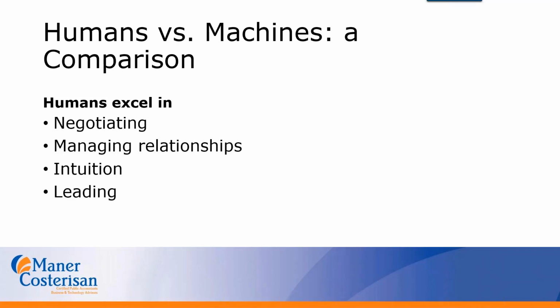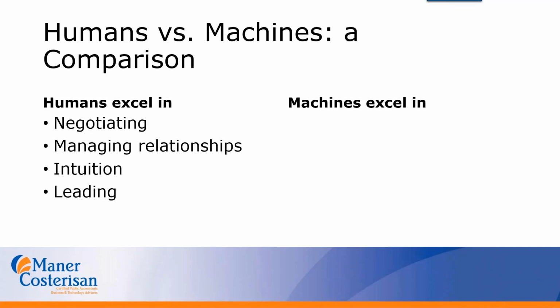Humans overall excel in negotiating and working with other people, managing relationships. I'm sure it's very difficult to have a machine manage a business relationship of any kind. Humans also excel in having intuition and also leading. So humans overall are a lot better at thinking on their feet, reading people, being more intuitive to new things that get passed their way.